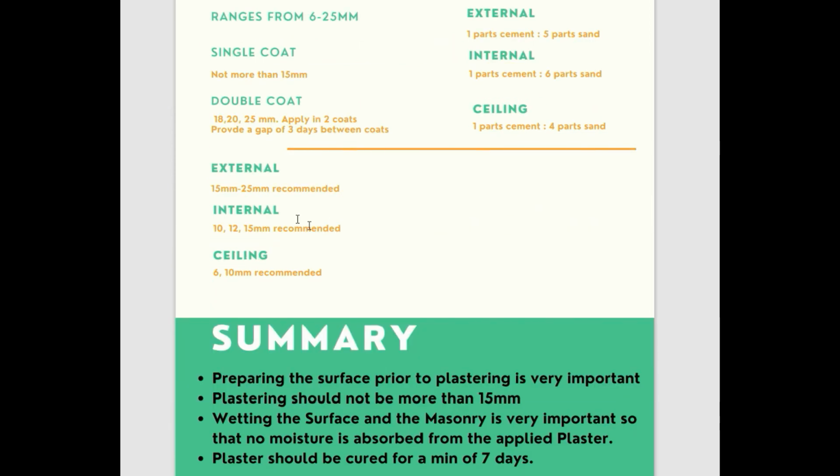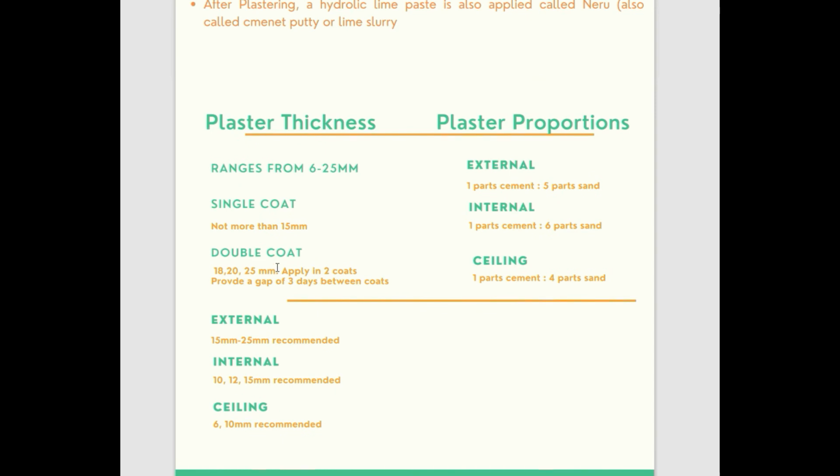And then again, for external works, it's recommended 15 to 25 mm. For internal works, it's either 10, 12, or 15. And for ceilings, it's 6 or 10 mm recommended plaster thicknesses. So this was another small section in our infographic in which proportions and thicknesses are discussed.